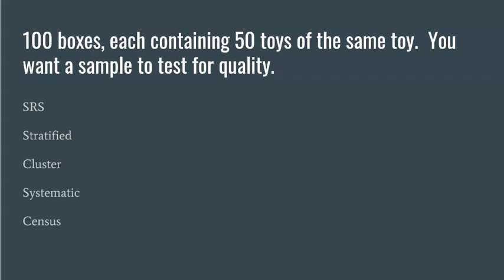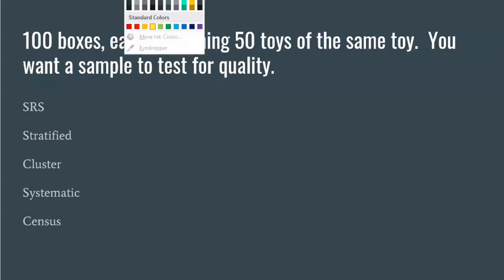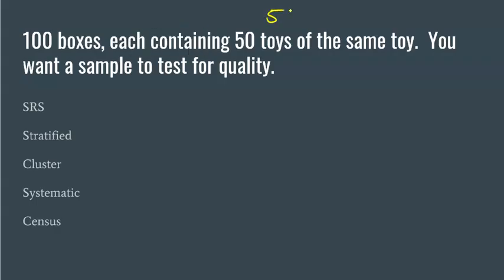All right, so let's go ahead and do a quick example here and walk through all 5 very quickly. I have 100 boxes. Each box contains 50 toys of the same toy, so I basically have 50 times 100. I have 5,000 toys, and they're all the same toy, right? So this is a very undiverse population. They're all the same toy.